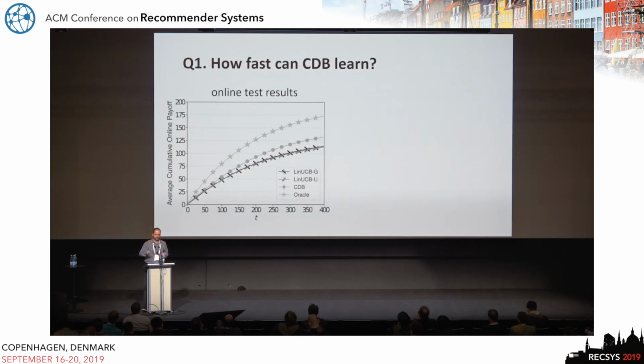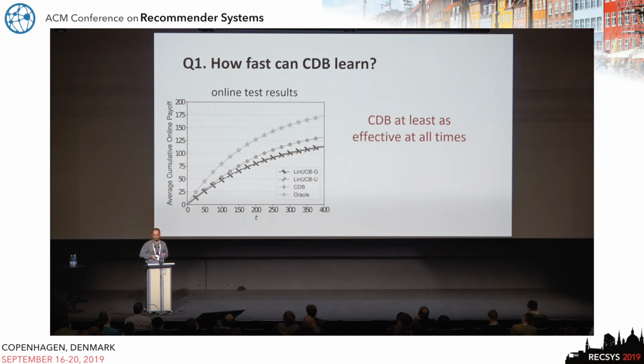So quickly, for our first research question, how fast we can learn so we can give the user good results faster. You can see here, the top curve is actually an oracle, and the second from the top is our model, and the other ones are the baselines. So we can see essentially that our model, which we call CDB, gives the best performance at all times during the session, and this is averaged across all sessions in the data set.